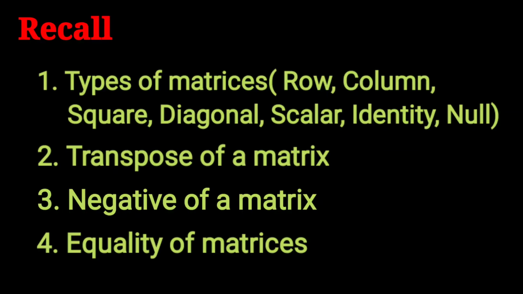Then next one we will learn, diagonal matrix. What's a diagonal matrix? A square matrix in which the entries above and below the leading diagonal are 0, then it is known as a diagonal matrix. Then a diagonal matrix in which the entries along the leading diagonal are equal, that is known as a scalar matrix. Then in a scalar matrix, if the entries along the leading diagonal are equal to 1, then it is known as the identity matrix or unit matrix.